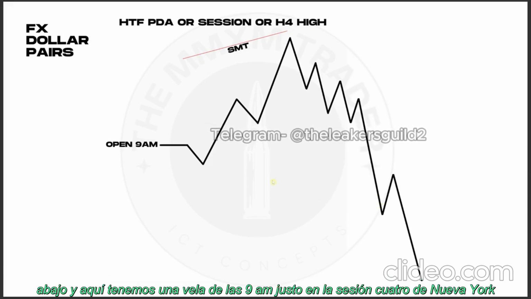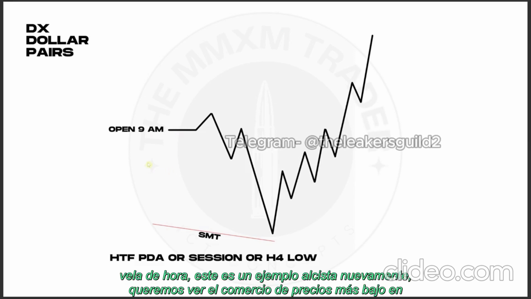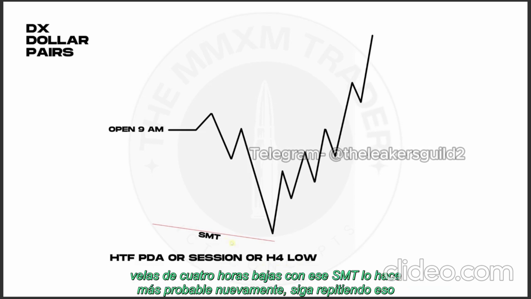and then price should distribute down lower. And over here we've got a 9 a.m. candle, right? That New York session 4-hour candle. This is a bullish example again. We want to see price trade lower into a higher time frame PDRA or a previous session low, which can be the London session, or a previous 4-hour candle's low with that SMT, which makes it higher probable.